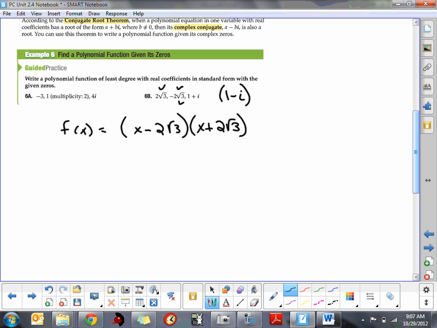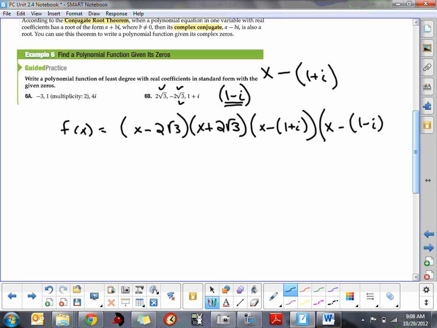Now here's where we've got to be a little bit careful on these, because we've got 1 plus i. So it's always the opposite of your root. So it's the opposite of 1 plus i that we put in front, put the x in front. So it's x minus the quantity 1 plus i, times, and our other associated factor, if this is the root, is x minus, now you take the opposite of 1 minus i. So we've got to multiply all these together to figure out what polynomial has those zeros.